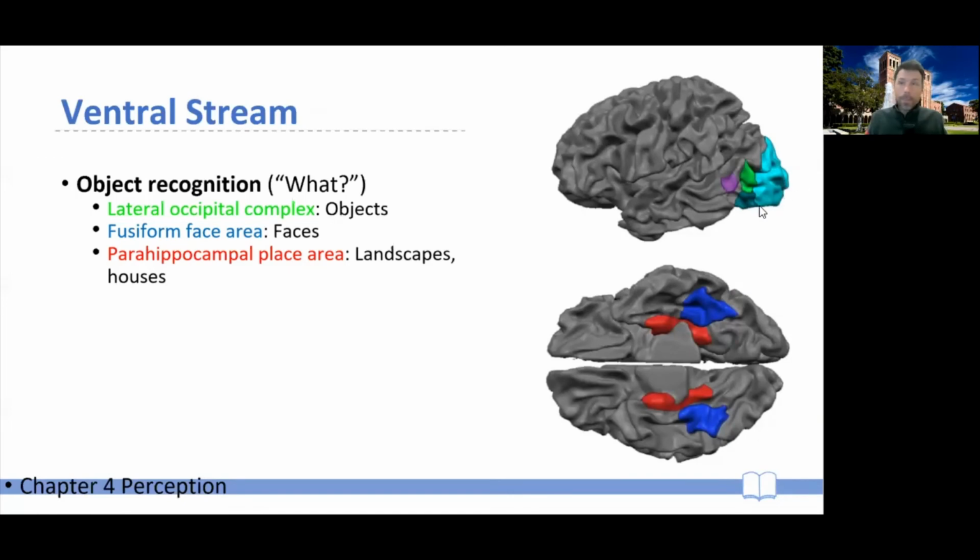Now, typically, things such as visual agnosia happen when you get a lesion to something like the lateral occipital cortex, which is what I'm showing here in green.